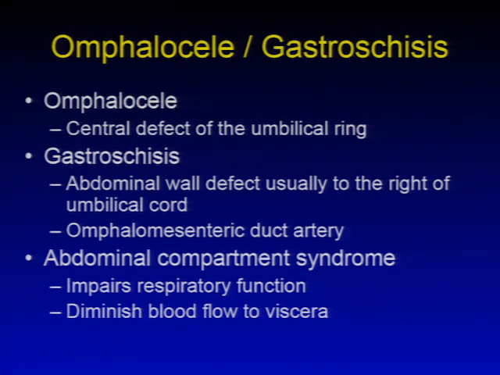The gastroschisis is an abdominal wall defect, usually to the right of the umbilical cord, and is usually due to omphalomesenteric duct artery disruption by the 5th and 8th week of gestation. Because it is not enclosed in the umbilical ring, there is no peritoneum, there is no overlying sac. The size of the defect is usually less than 4 centimeters, smaller than the omphalocele. And most of the time, almost all the time, it is right of the umbilicus.